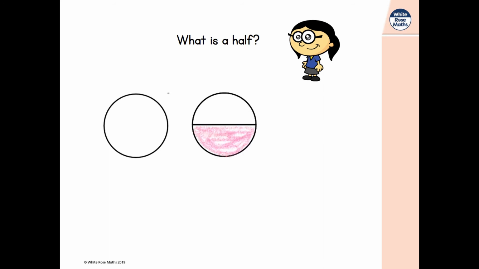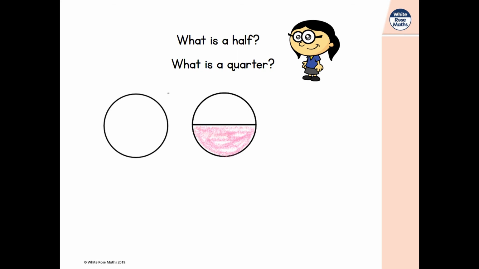Oh, hello there. Do you have a question for us? What is a half? Okay. And here is a circle. She wants to know if we could find a half. Here's her answer. She's taken the circle and drawn a line to show 2 equal pieces. And I can see that she's colored in one of them. Does that colored in piece show a half? Yes.